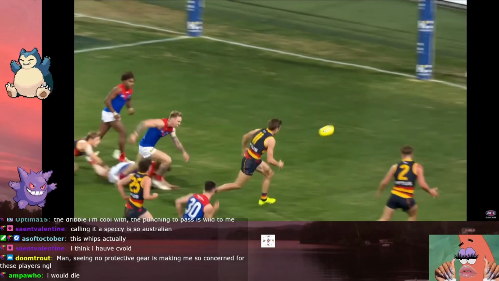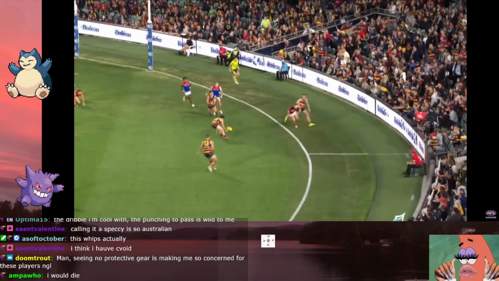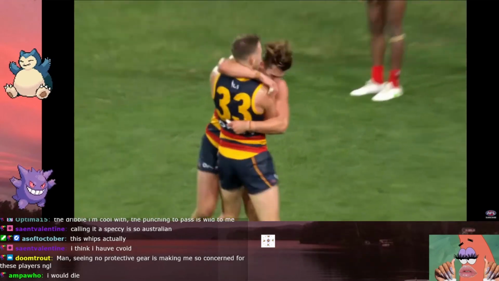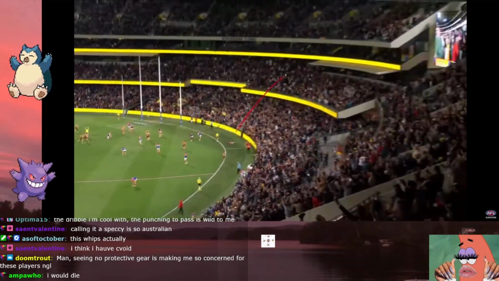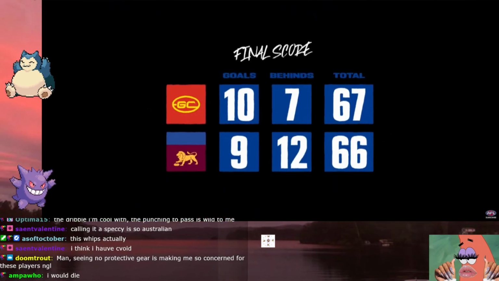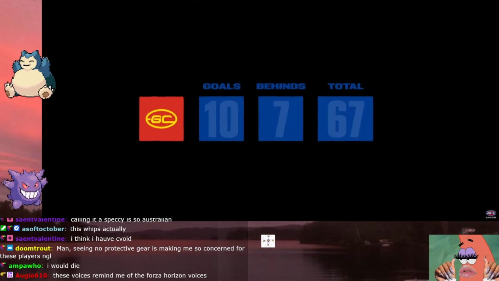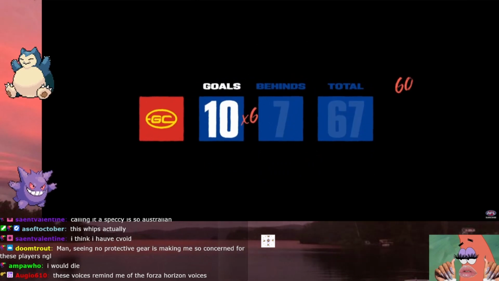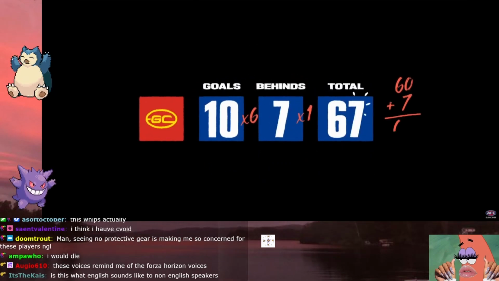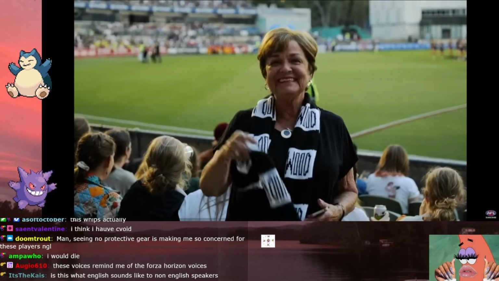When the final siren sounds, the team with the most points wins. Come on! What an upset! A final scoreline can look confusing, but it's actually pretty simple. Start with the goals. These are worth 6, remember? Add your behinds, and that's your total score.